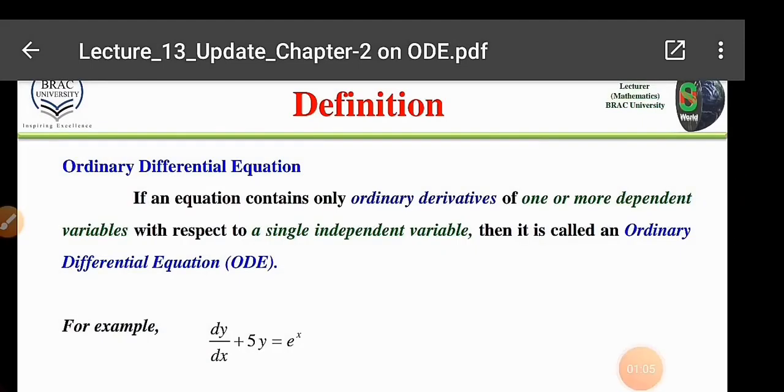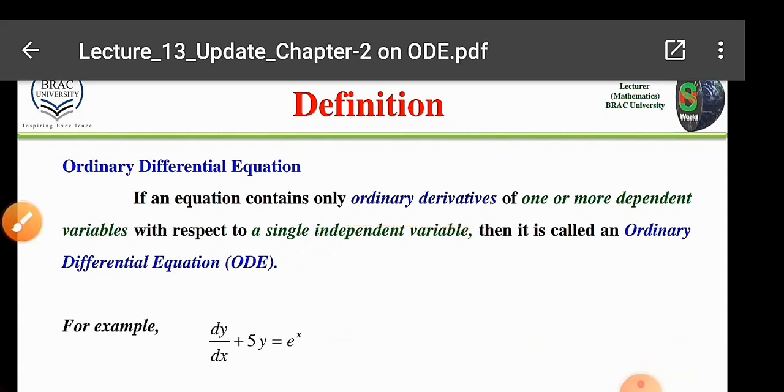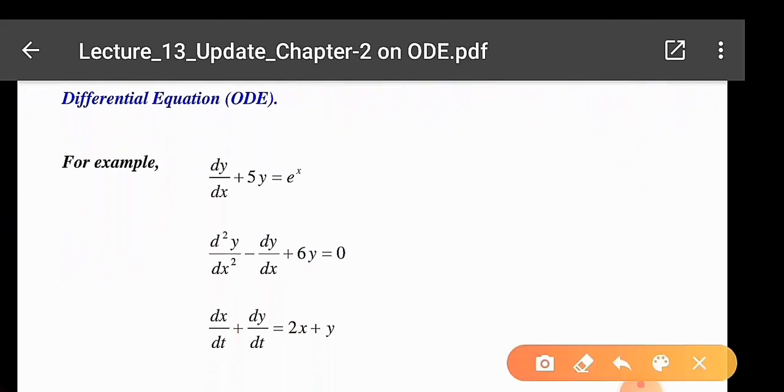Now, what is an ordinary differential equation? A differential equation is called ordinary if it involves ordinary derivatives, that is d/dx, and only a single independent variable. So this is called an ordinary differential equation. You can see from the examples, dy/dx plus 5y equal to e to the power x. So the upper variable is y. This is called the output or dependent variable, and the lower variable is x, and this is the input.